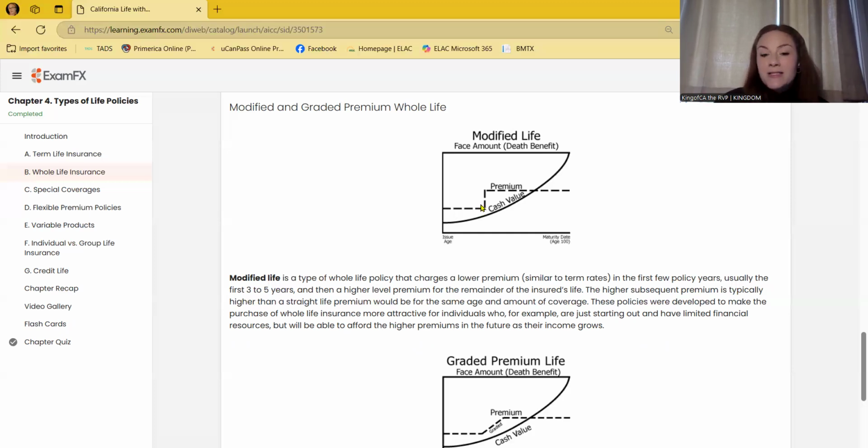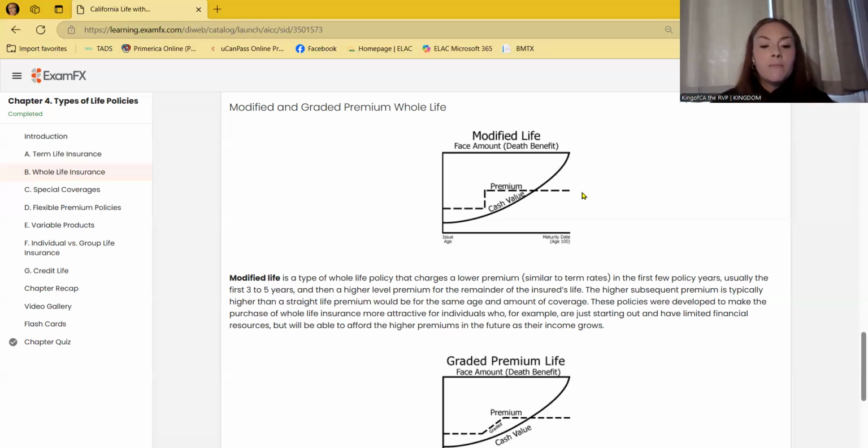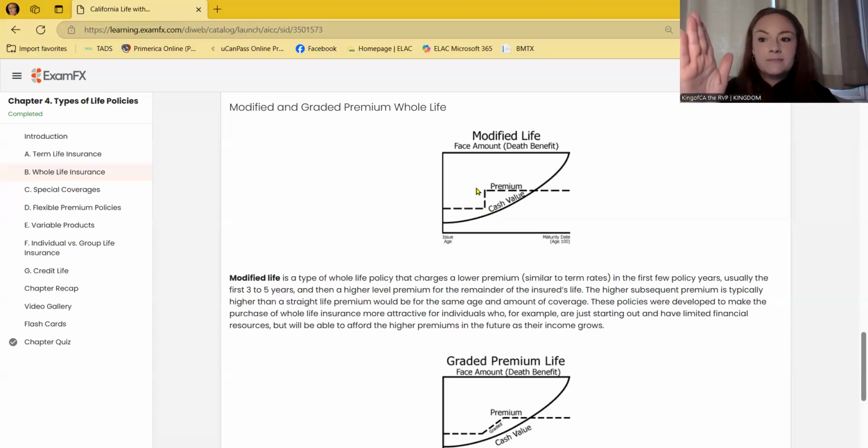After the first 3 to 5 years, it is then going to shoot up and level out at the appropriate cost. Okay, so think of it as like a gateway whole life policy, right? We're going to get used to paying those premiums. We're going to work our way up to those larger premiums. Okay, so modified life, the biggest thing is that modified life is going to jump. Okay, it's going to go straight up. It's just smaller, 3 to 5 years, boom, regular premium. Okay, just going to shoot right up.